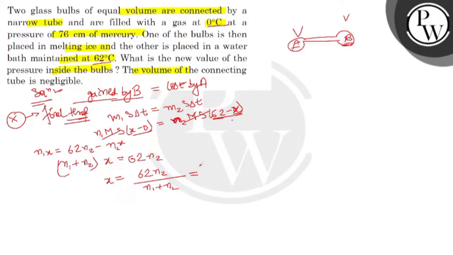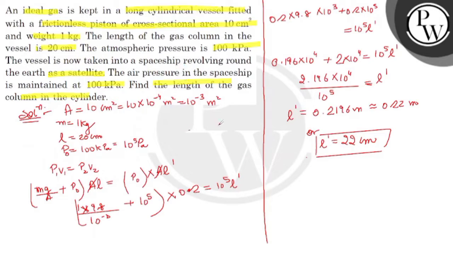If N1 and N2 are the same, this is twice N2, and N2 is cancelled by N2, so this is equal to 31 degrees Celsius, or you can say 304 Kelvin. But we have to find the new value of pressure.